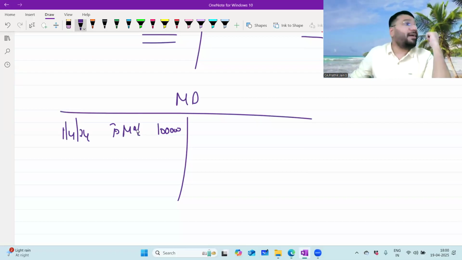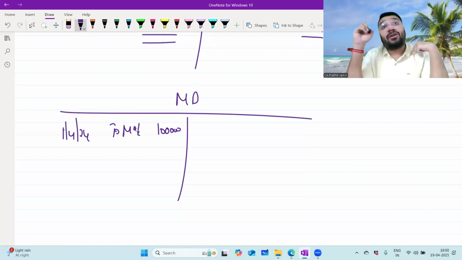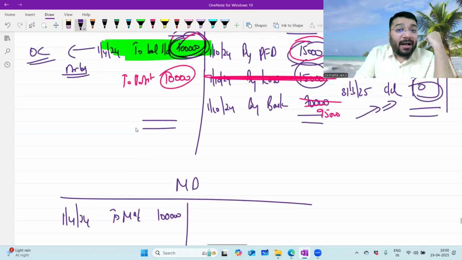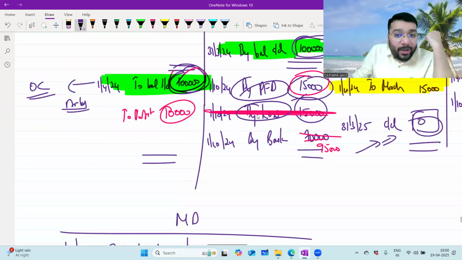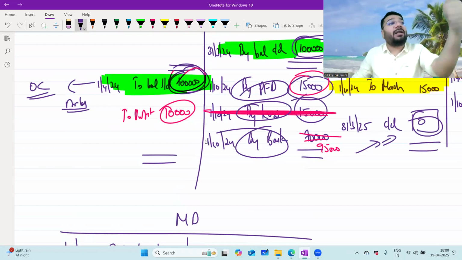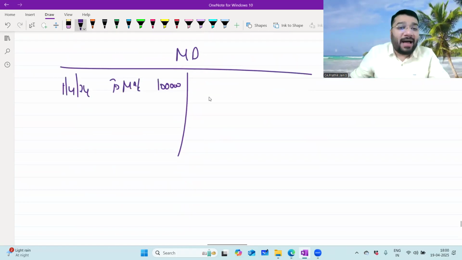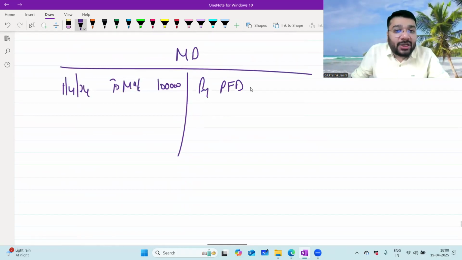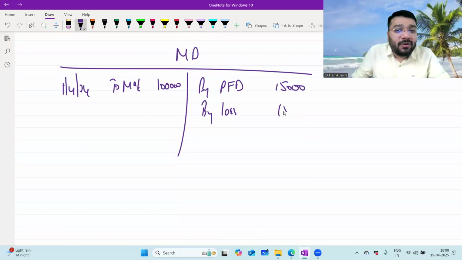Now record all the 3 monkey entries. Monkey 1 entry, depreciation, will go where? Your PFD account. Now monkey 1A entry, monkey 2 entry, and monkey 3 entry, instead of machinery account, will come to your asset disposal account. So buy provision for depreciation, how much? 15,000. Buy loss, how much? 15,000. Buy bank value, how much? 70,000. Ledger closed.